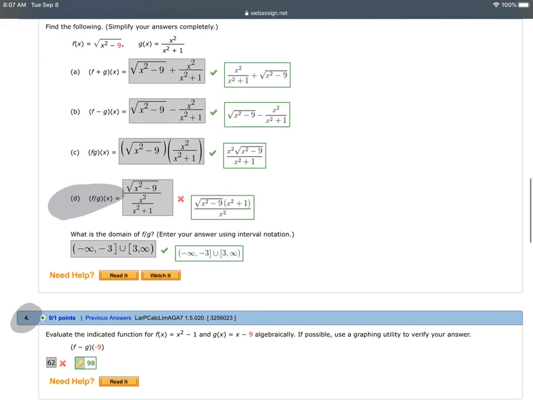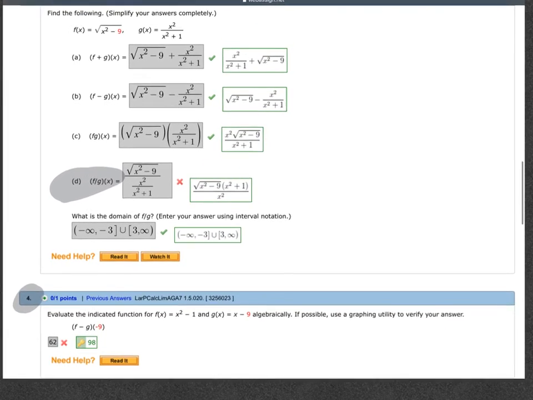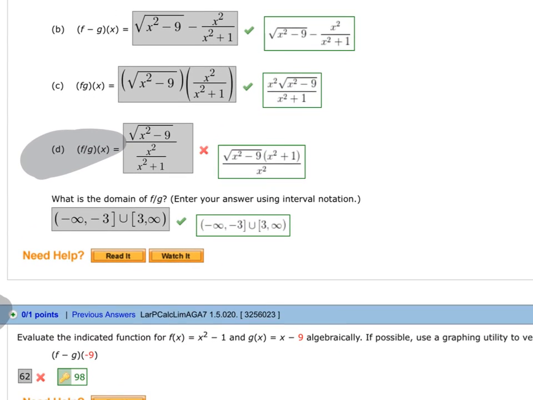So let me go through the homework. So I think I have Isabella's first. No, that's a lie. I have 7's first. This is 3D, right, which said to find f over g of x.